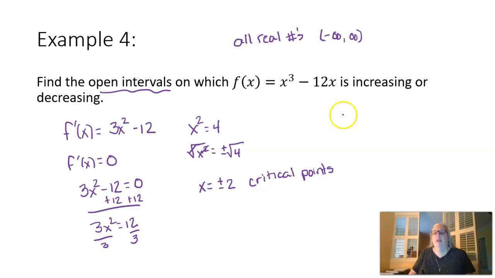this interval right here. Now, if I were looking at this on a number line, this is all real numbers. Negative 2 is here, positive 2 is here. Now I'm going to put open circles on these because we're using open intervals. And we're trying to figure out these open intervals.